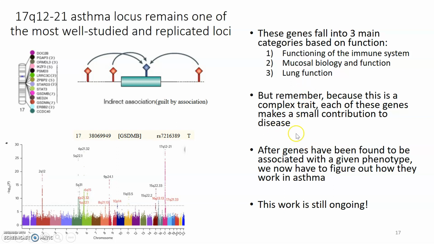But remember, because this is a complex trait, each of these genes, or each of these variants that we find associated with asthma in this case, makes a very small contribution to the overall disease. And after genes have been found to be associated with a given phenotype, we now have to figure out how they work in asthma. We need to piece that together still. So there's still further validation to do with these particular studies. And of course, the work is always ongoing, especially with these complex phenotypes.